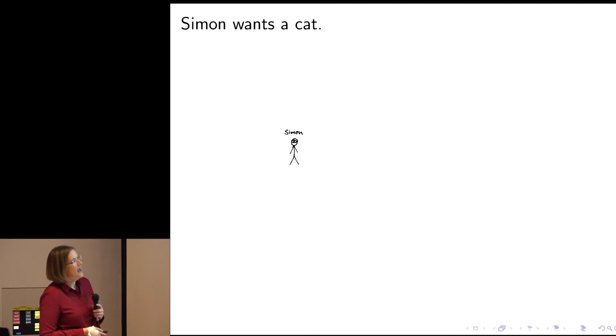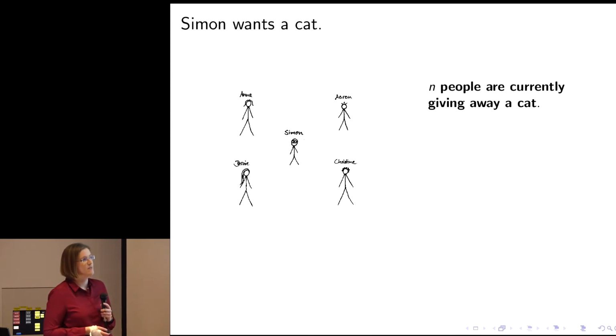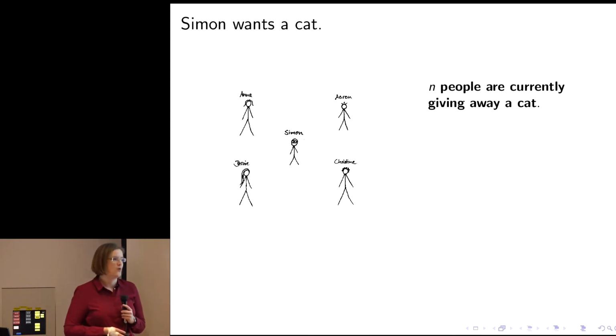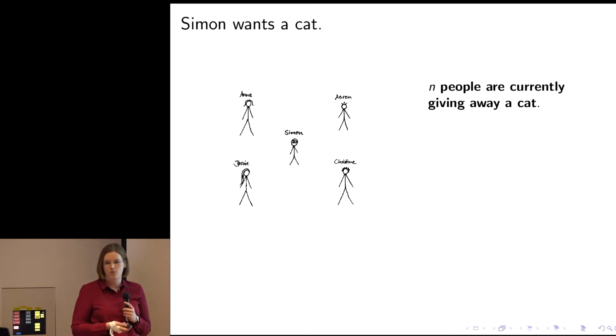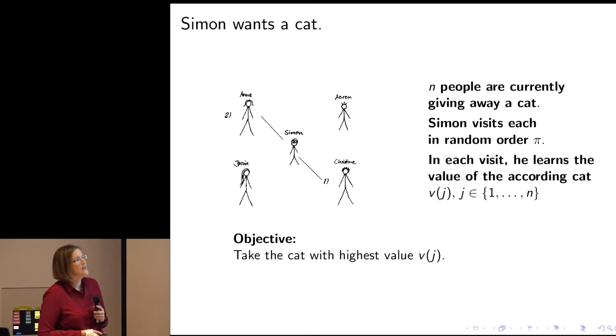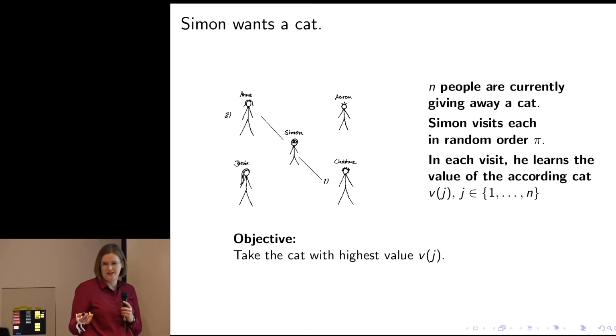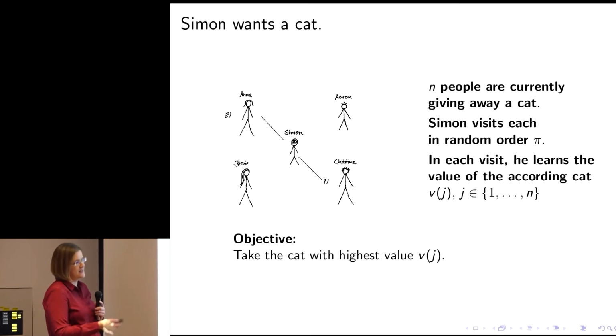So let's start and say Simon wants a cat, and there are people who are currently giving away theirs. Maybe he has found an advertisement for people that want to give away their cat. He plans to visit these people, making appointments with them in some random order, whatever is convenient. Whenever he goes to see one of them, say Anna, he will see the cat they offer, and he will know how much he likes the cat. There are probably ones that have the wrong character, or he likes the color more or less, and he will know about it once he sees it.